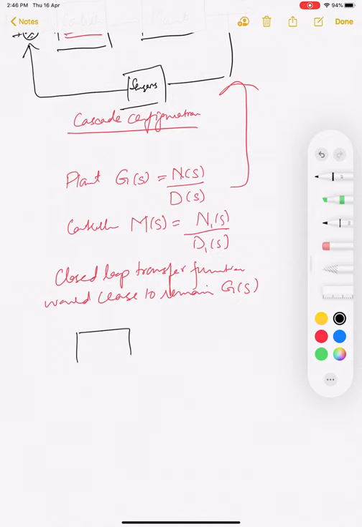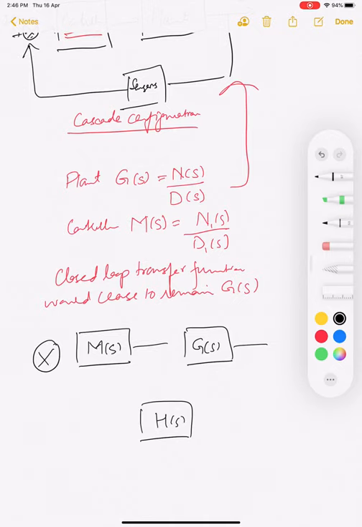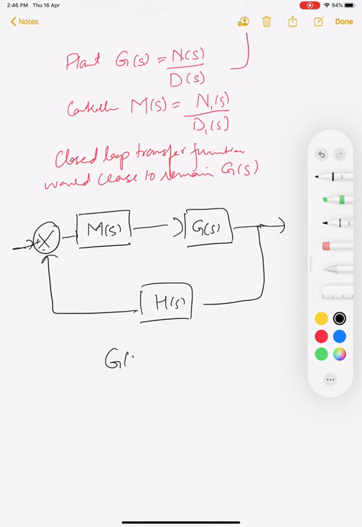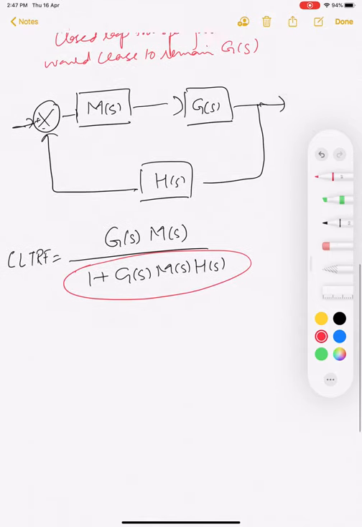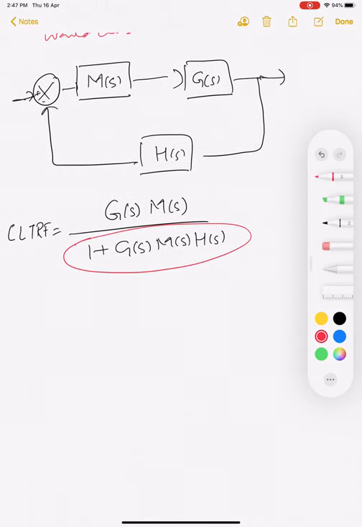So let me draw it again. If this is your controller, this is your plant, this is your feedback, and this is negative feedback, and you have put your plant in this kind of loop, your transfer function becomes G(s)M(s) divided by 1 plus G(s)M(s)H(s). So this is your closed loop transfer function. Basically what you have done is you have manipulated the denominator of the transfer function. And this is now in your control because you have control over the transfer function M(s).